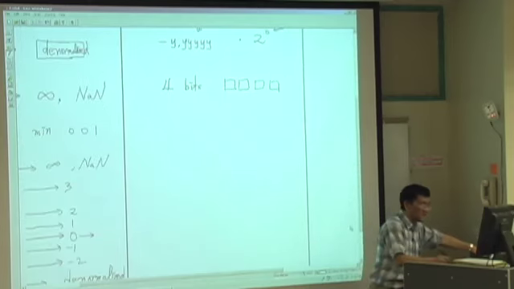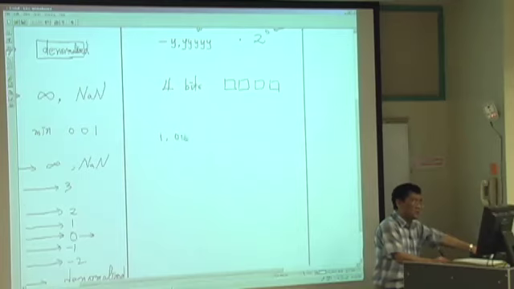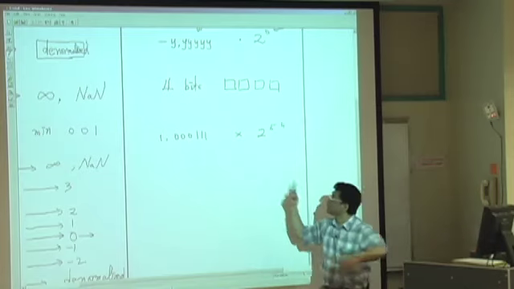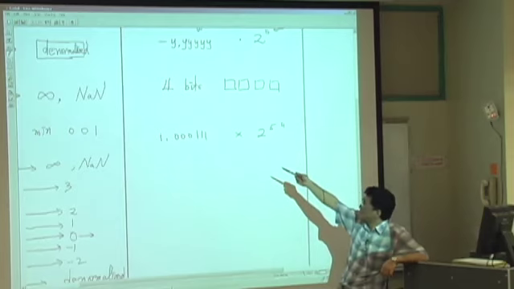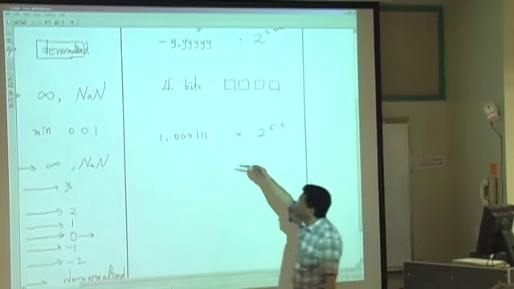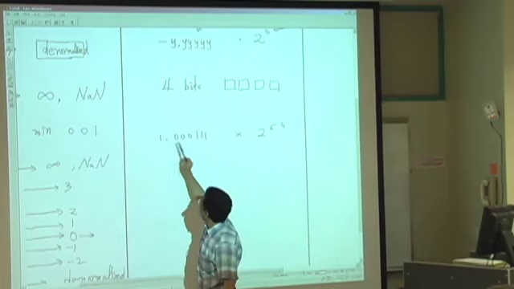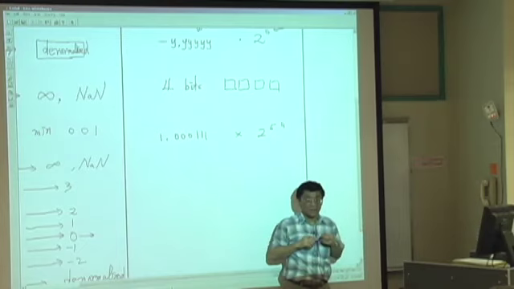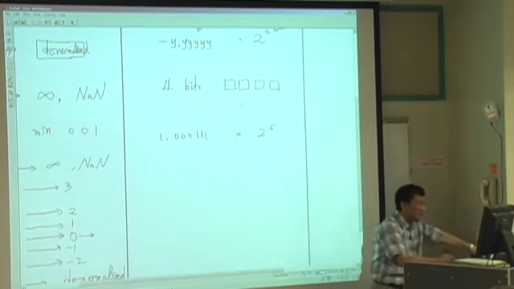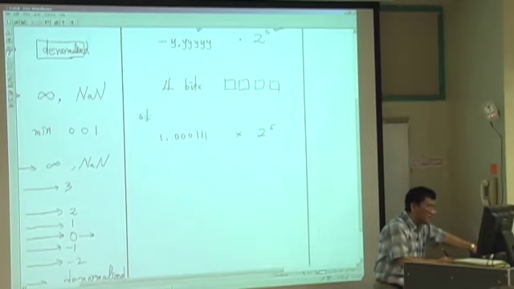Then this is the design. Assume that you have 1.000111, something like this, times 2 to the power of anything, right? As you can see, it's possible to use on, off, on, and it's possible to use this way. But we want to represent everything in standard notation, and standard notation means this.